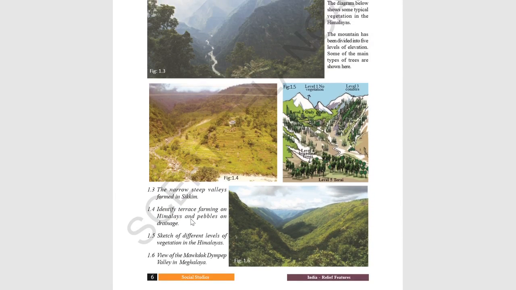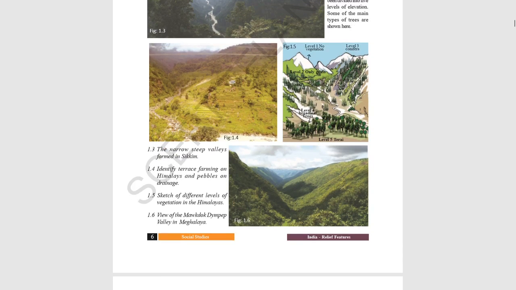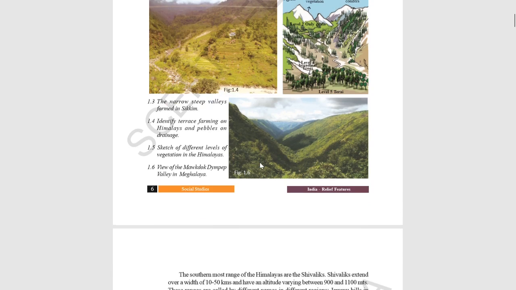And 1.4. This one: identify terrace forming on the Himalayas and pebbles on drainage. Sketch of different levels of vegetation in the Himalayas, types of vegetation in the Himalayas. So we have large mountains, that is the Himalayan mountains, then grasslands, then conifers, then the Shivaliks and all, greater Himalayas, lesser Himalayas. I will show you in the map.